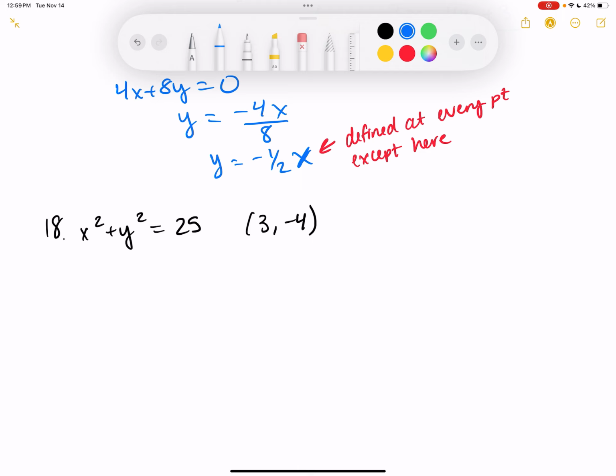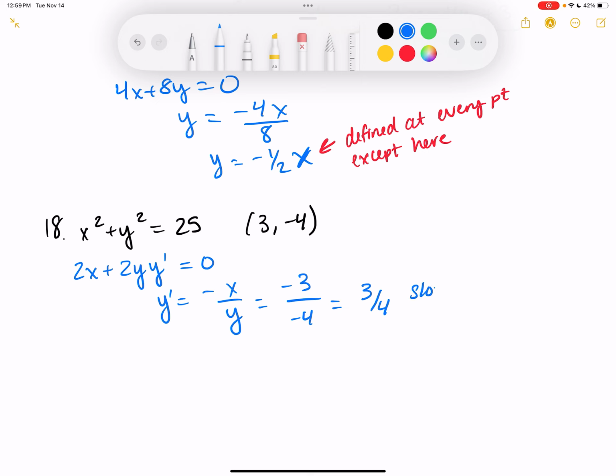All right, so what is the derivative of this? 2x plus 2y y prime equals 0. So now subtract 2x over, and divide by 2y. So this is going to be negative x over y. Plug in the numbers: negative 3 over negative 4, which is just 3/4. So this is the slope of which line? The tangent.